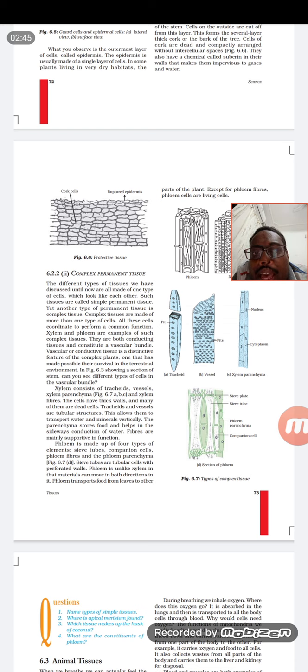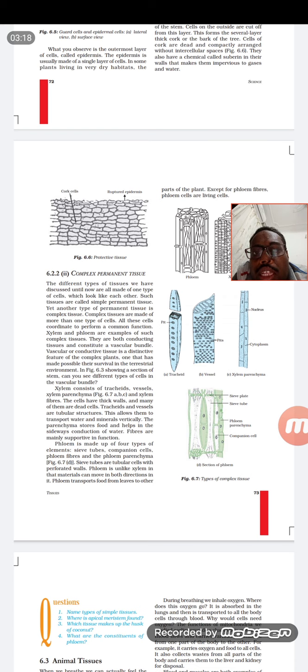And the xylem parenchyma has cytoplasm and nucleus, and it helps in the storage of food. In between the xylem parenchyma and the vessel, we have xylem fibers. They are very fibrous. We can also call them xylem sclerenchyma. They are responsible for protection. These are the main things.